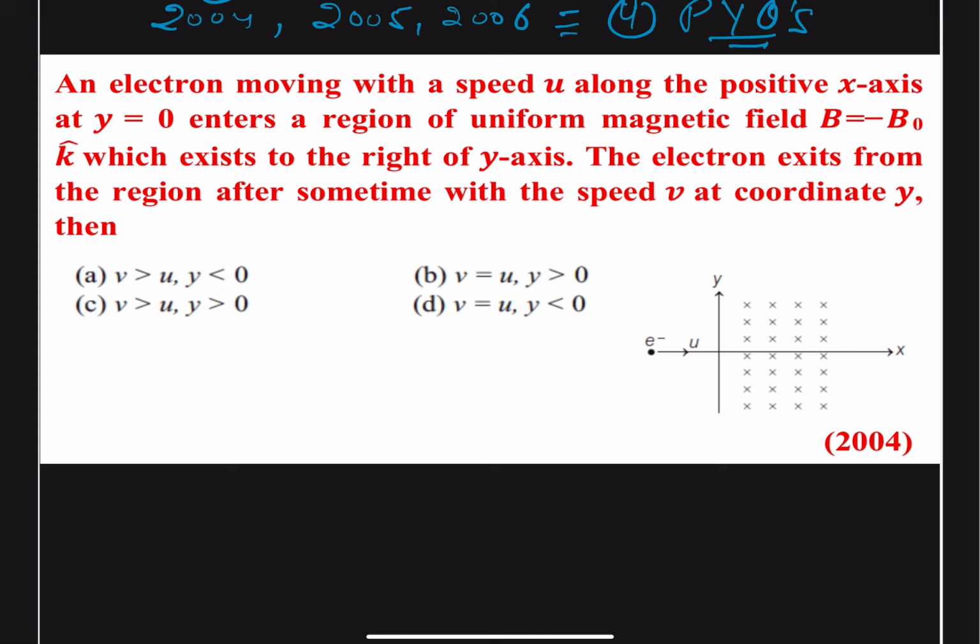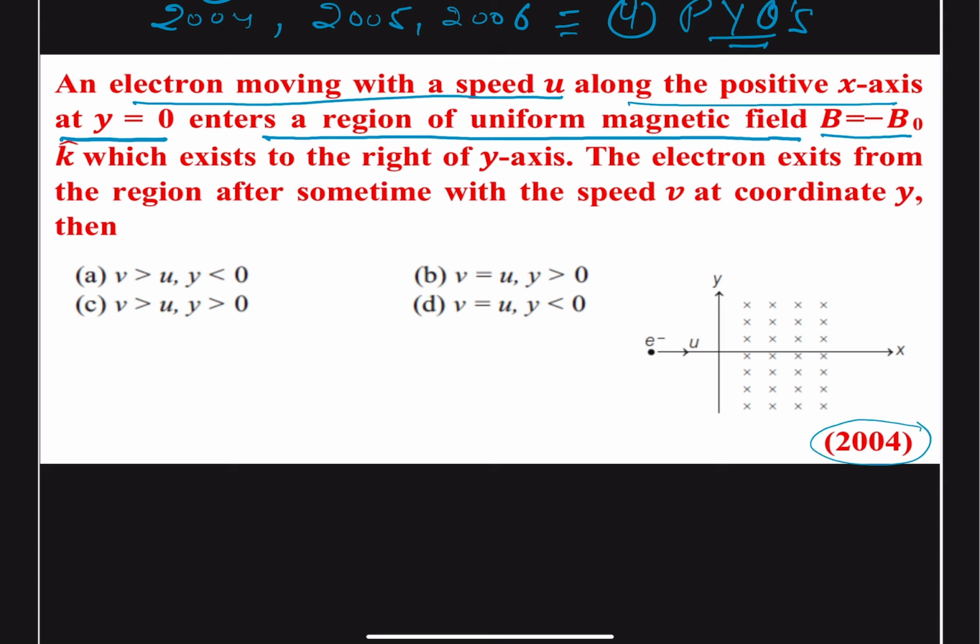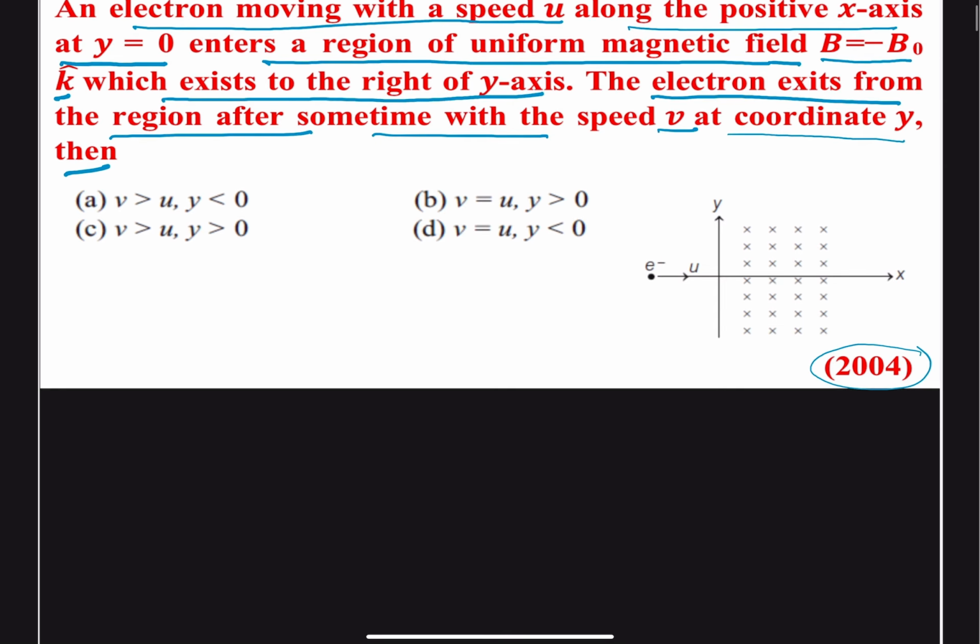So in the first question, which was asked in the year 2004, it says that an electron moving with the speed u along a positive x-axis at y equal to 0 enters a region of uniform magnetic field B equal to minus B naught k unit vector, which exists to the right of the y-axis. The electron exits from the region after some time with the speed v at the coordinate y. Then we have to find out what will be this final exit velocity and what will be the y.